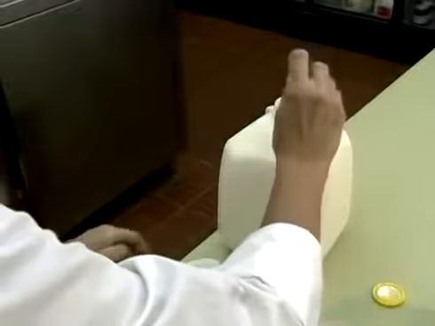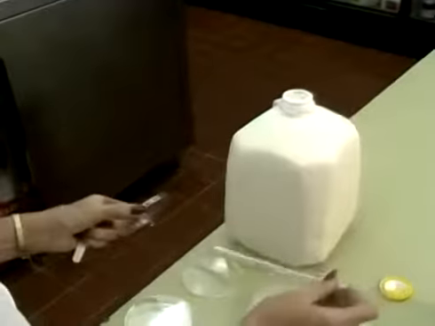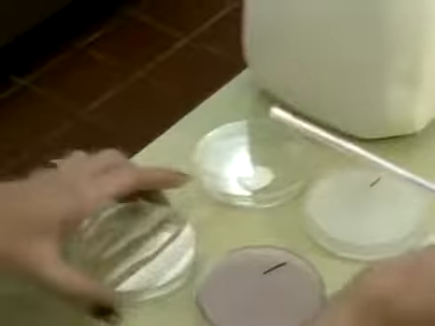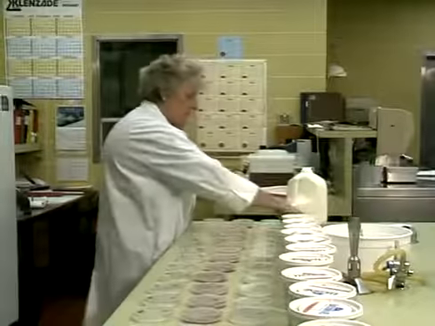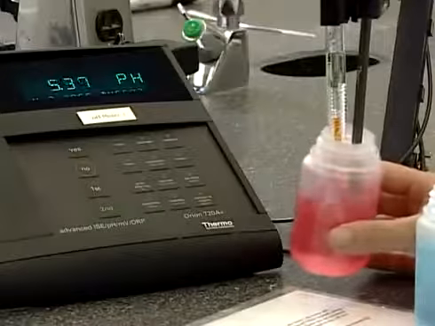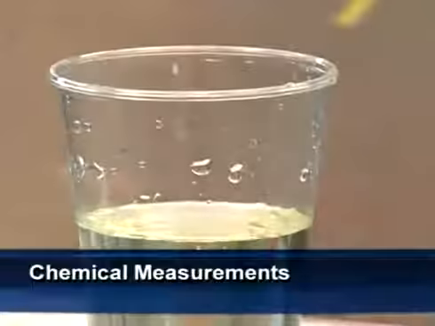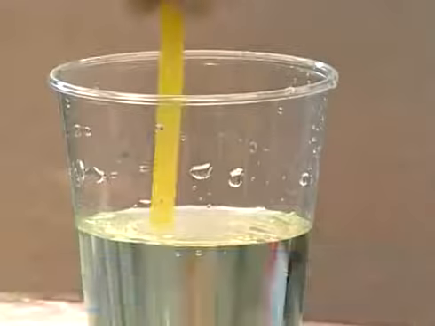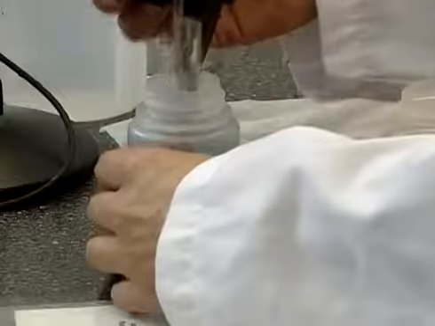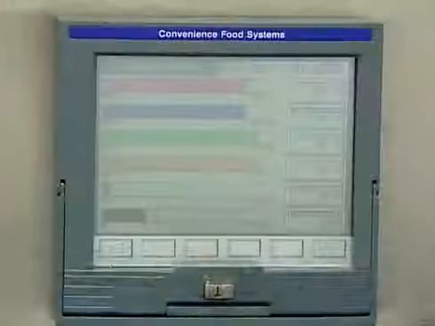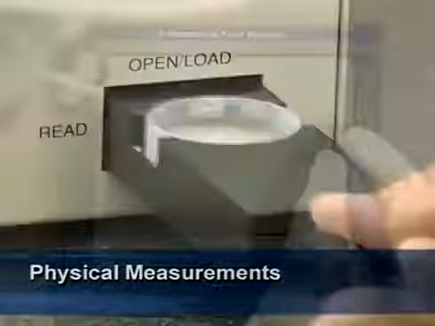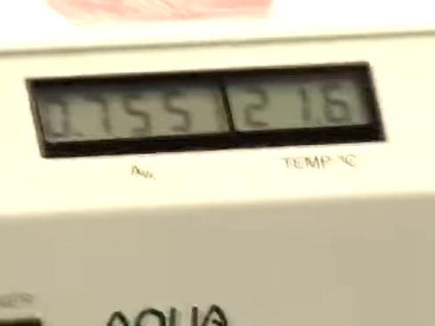But we are getting ahead of ourselves here. Monitoring is best accomplished with quick, easy methods, so a problem can be identified and corrected immediately. Monitoring can include chemical measurements. Examples include measuring pH, residual chlorine, percentage of salt, and sugar concentration. Physical measurements include temperature and/or time, water activity, and metal detection.